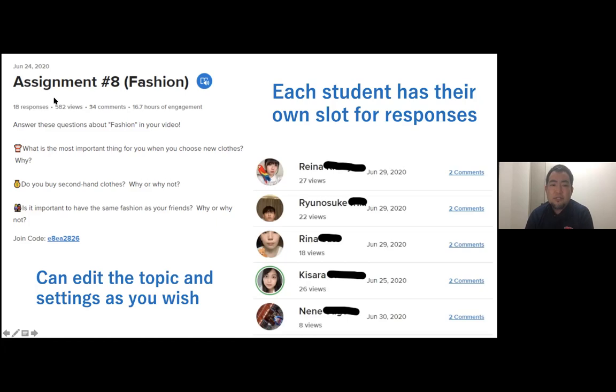You can also see how many views each student has. And students can also like each other's videos. I turned off the views and the likes halfway through because some students were wondering why other students had so many views and why this student had so many likes. So to get rid of that, I just turned it off.